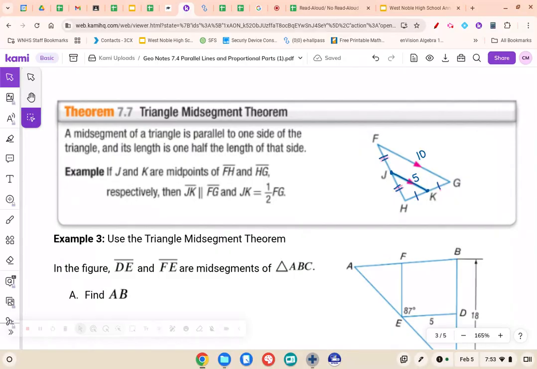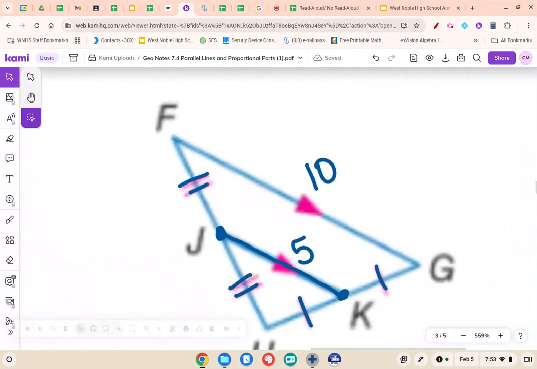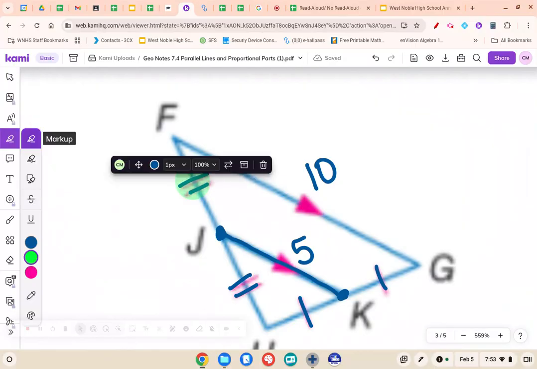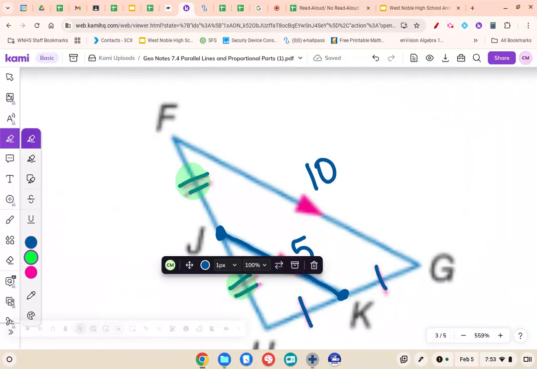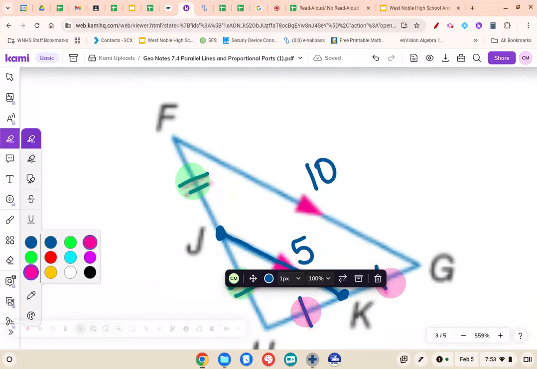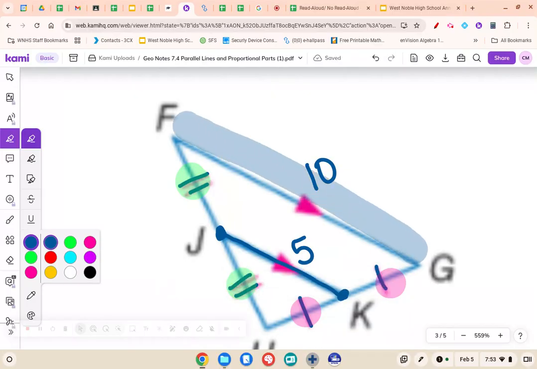A midsegment of a triangle is parallel to one side of the triangle, and its length is 1/2 the length of that side. So you'll notice I did not erase these numbers. What the theorem is saying is if these lines are parallel and these individual segments are congruent to each other, then we know that our outer segment is double the length of the midsegment.